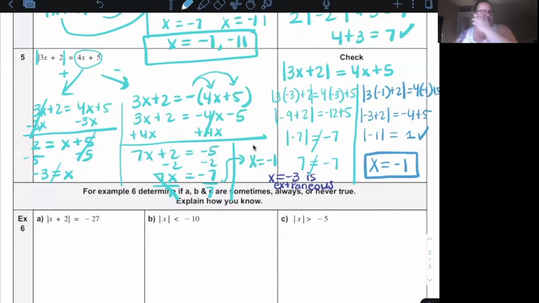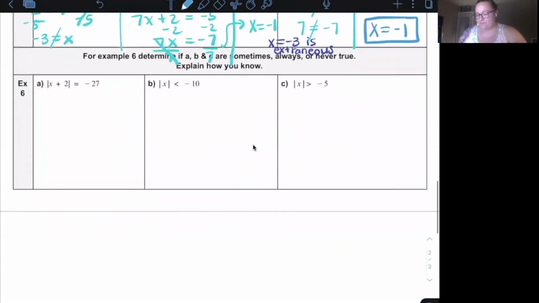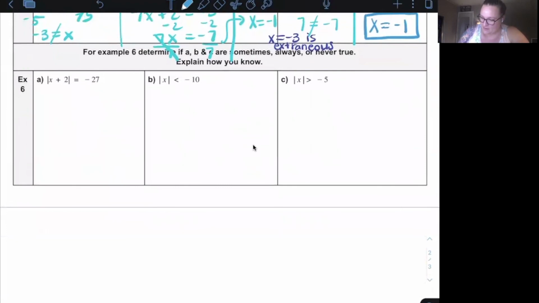So unlike a quiz or a test, when I look at your work, I want to see you actually write out that x equals negative 3 is extraneous, and then the only solution that is circled is the one that worked, which is x equals negative 1. Okay. I'm just going to erase this work so it's out of the way.